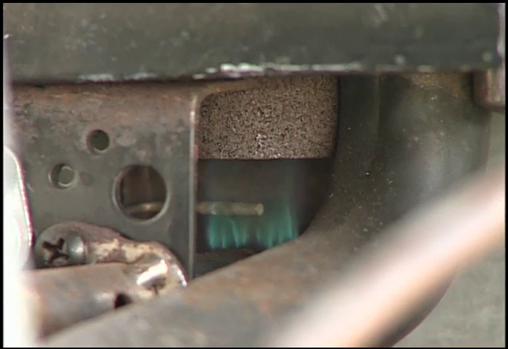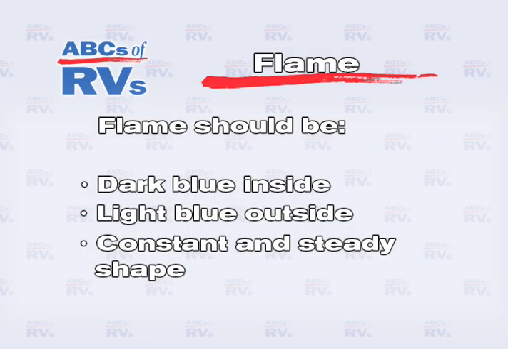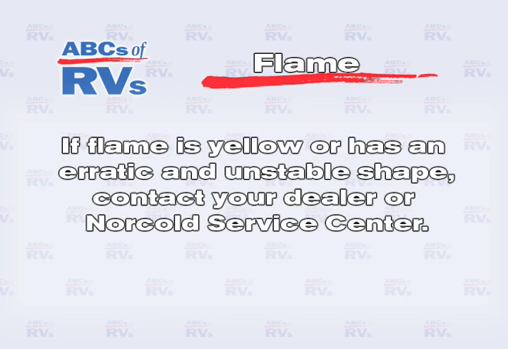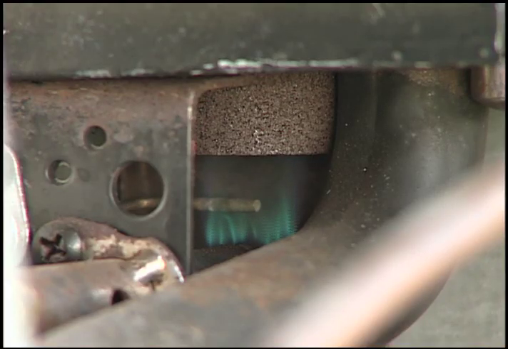The flame should be a darker blue inside and a lighter blue outside and should be a constant and steady shape. If the flame is yellow or has an erratic and unstable shape, contact your dealer or Norcold service center. Make sure the flame does not touch the inside of the flue tube. If it does, contact your dealer or Norcold service center.